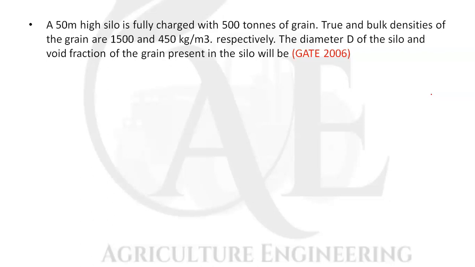A 50-meter high silo is fully charged with 500 tons of grain. The true and bulk densities of the grain: rho true is equal to 1500 and bulk density is equal to 450 kg per meter cube. Find the diameter d of the silo and the void fraction of the grain present in the silo. You want to find the diameter of the silo as well as the void fraction.